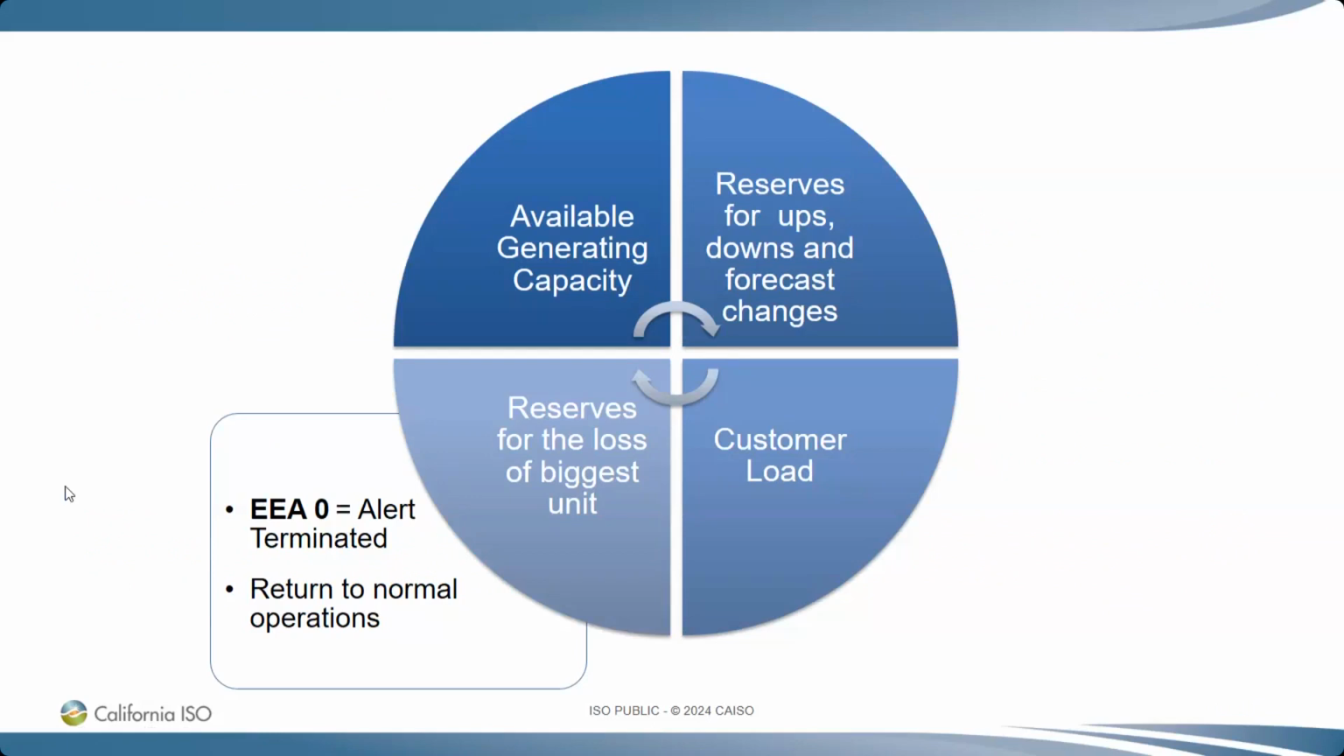And so once the issue has been resolved, we go back to an EEA 0. The alert's been terminated. There will be a notice that goes out, and then we go back to our normal operations of making sure that we still are maintaining reserves for the loss of the biggest unit. So that's, again, just operating practices.